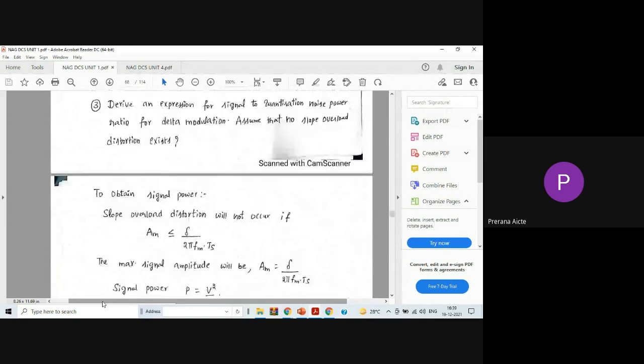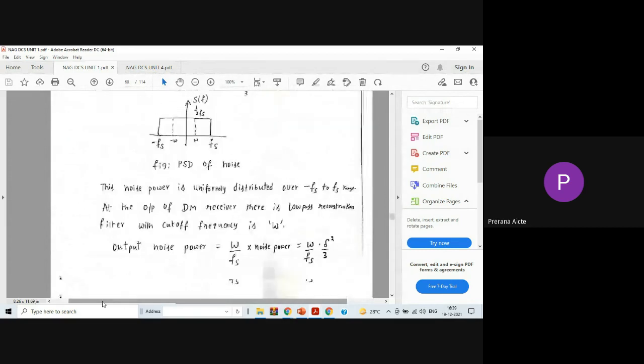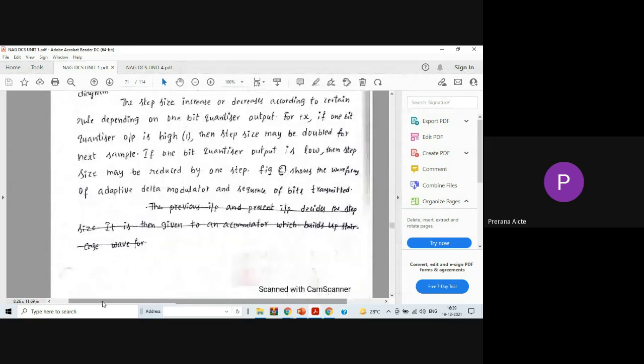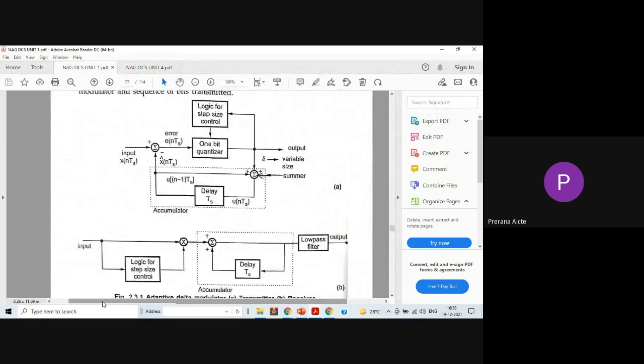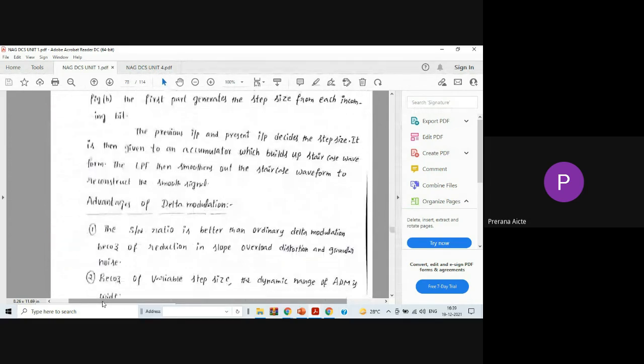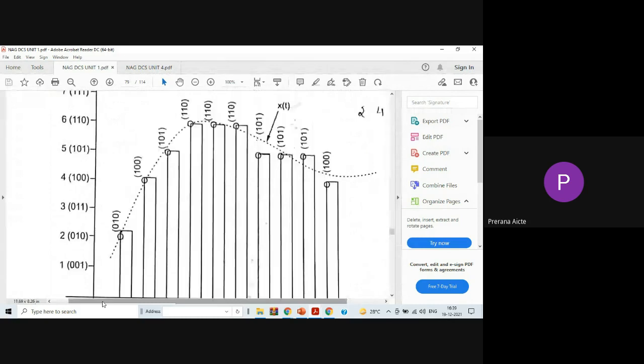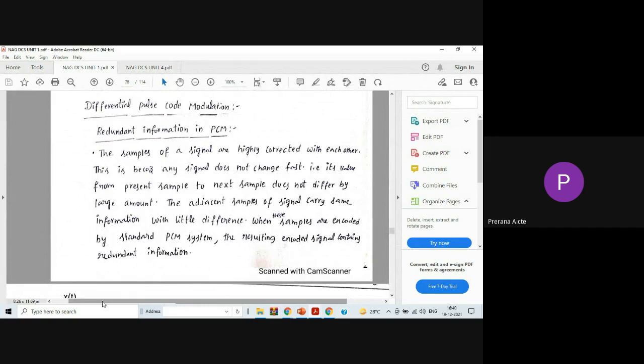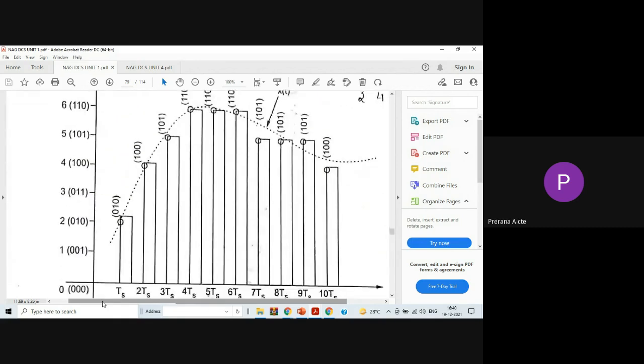Differential pulse code modulation. It is shortly referred to as DPCM. So why are we going for it? To avoid redundancy in the pulse code modulation, we are going for differential pulse code modulation. See here in this diagram.